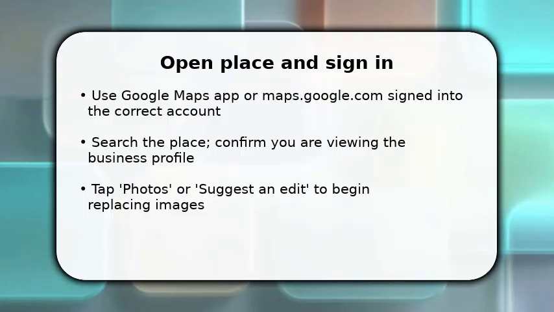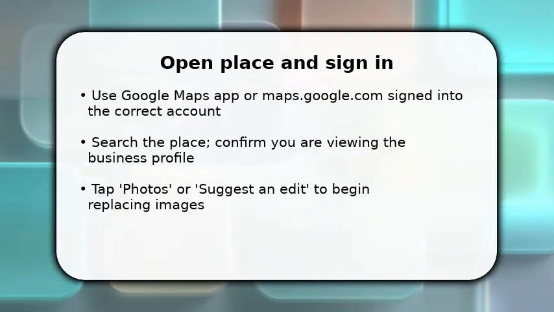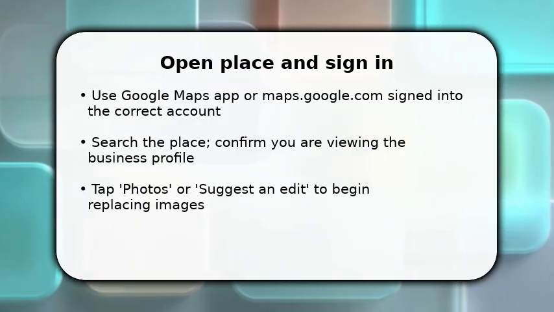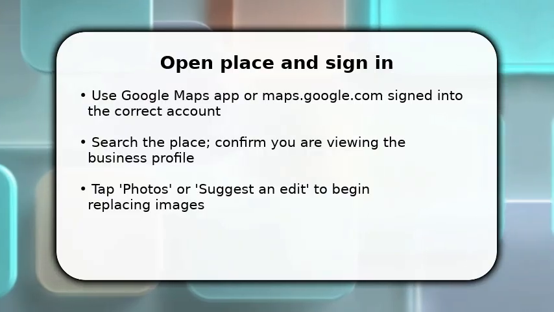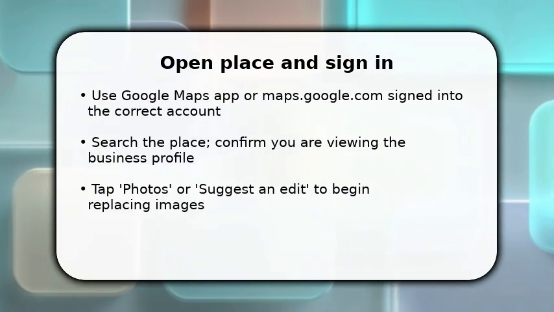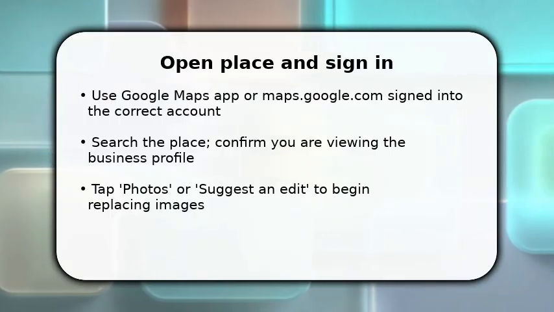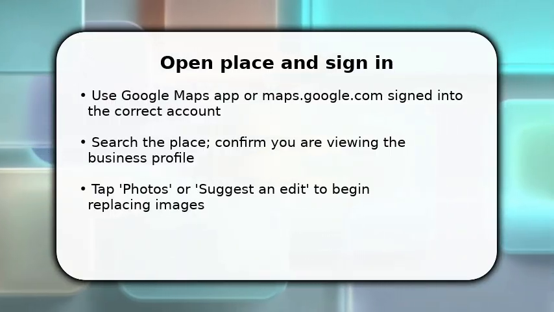Enjoy the video. You start by opening Google Maps while signed into the account that manages or frequently edits this listing. Search the place name and tap to open its profile so you're working on the exact location. Accuracy matters because Maps ties photos to coordinates.